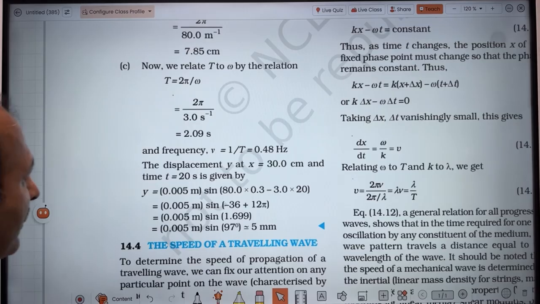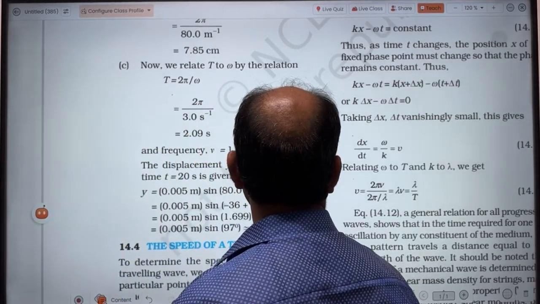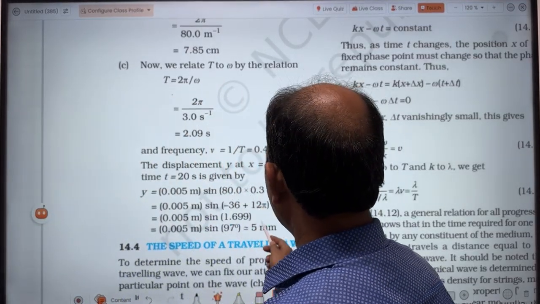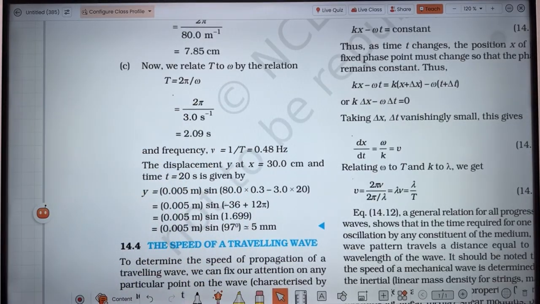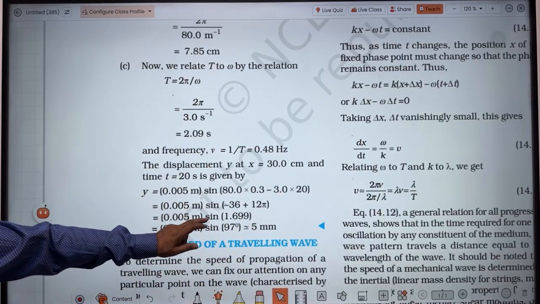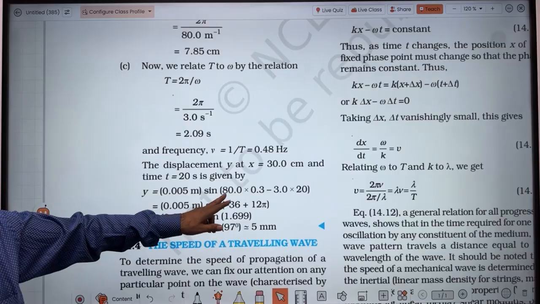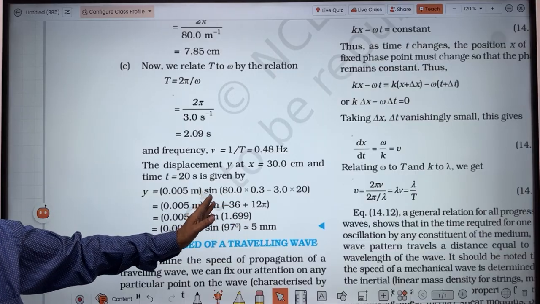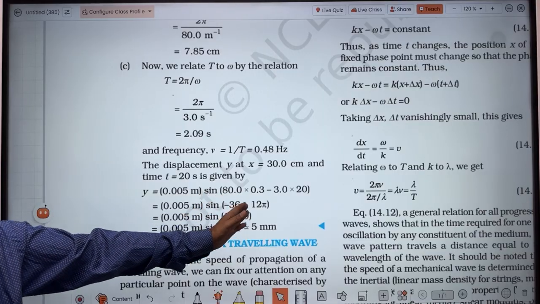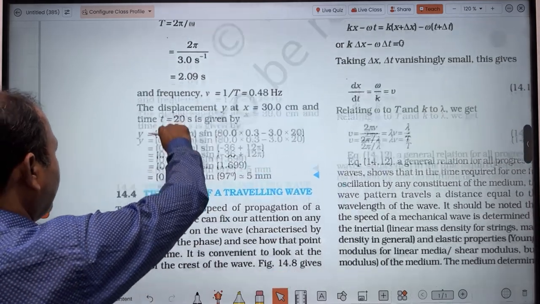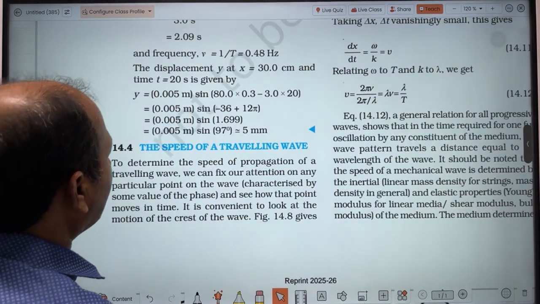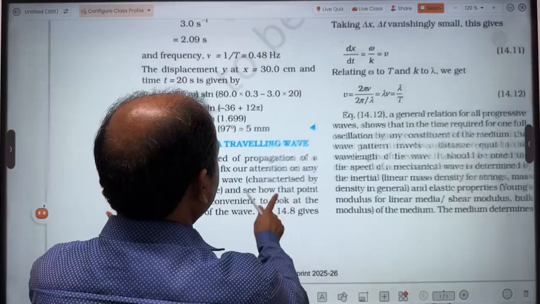Correct? So you can evaluate it properly by using a calculator, that will be better. And don't rely on this calculation, right? You have to evaluate this, and then take the sine of that value using a calculator, and you will reach here. Correct? Now, the speed of a traveling wave.